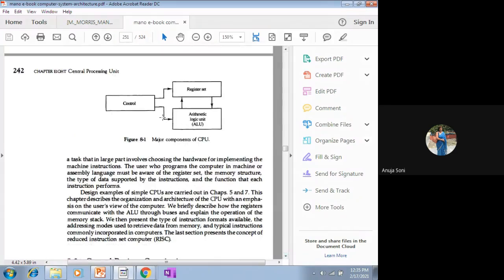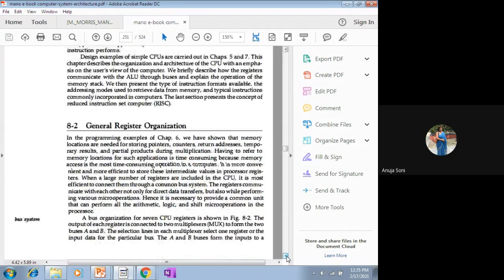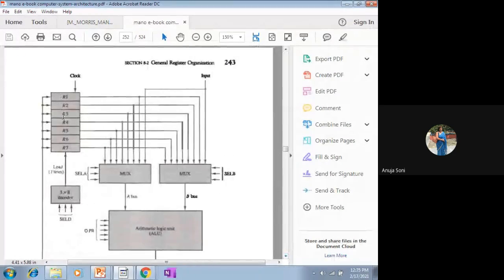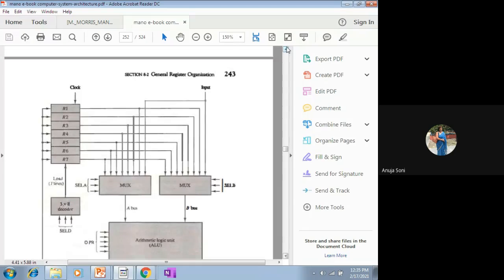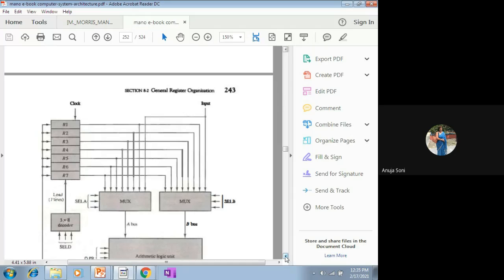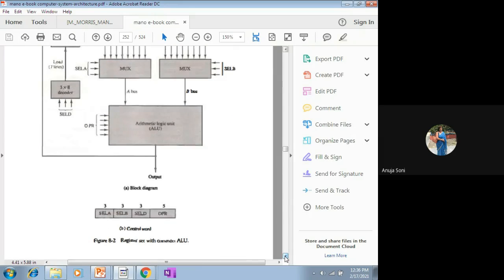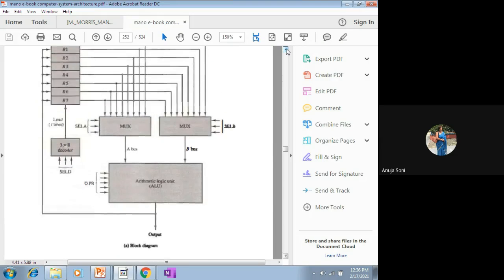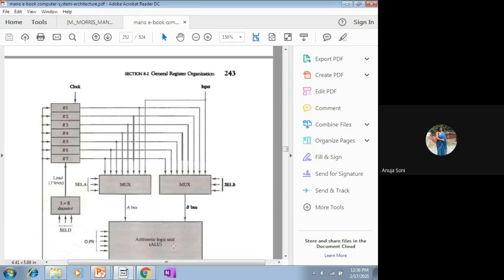Essentially, we are going to talk about three components: register set, arithmetical logical unit, and control unit. The same is illustrated in section 8.2. You can view that this is a register set. Here we are going to talk about 7 registers, from R1 to R7. We are going to talk about the internal structure of the CPU. This is a register set with a common ALU, meaning the connectivity of how these registers and the arithmetical logical unit are connected with each other, along with the control signals. Select A, select B, OPR, and select D collectively will be counted as part of your control unit.